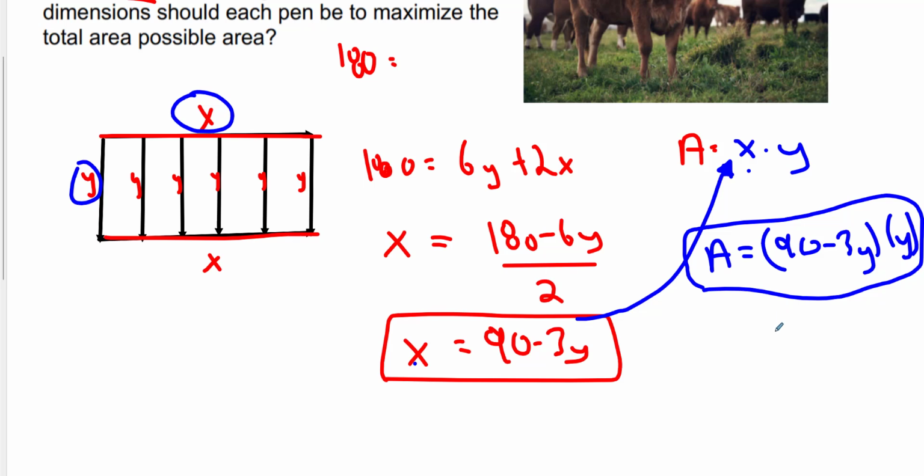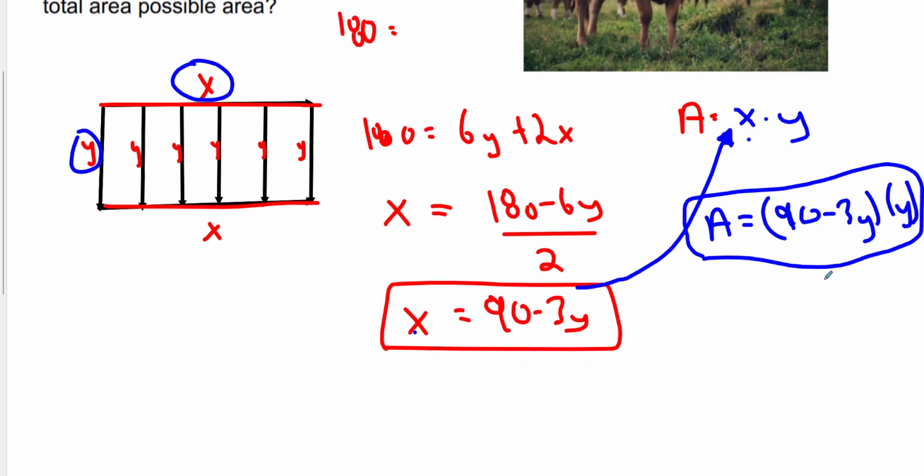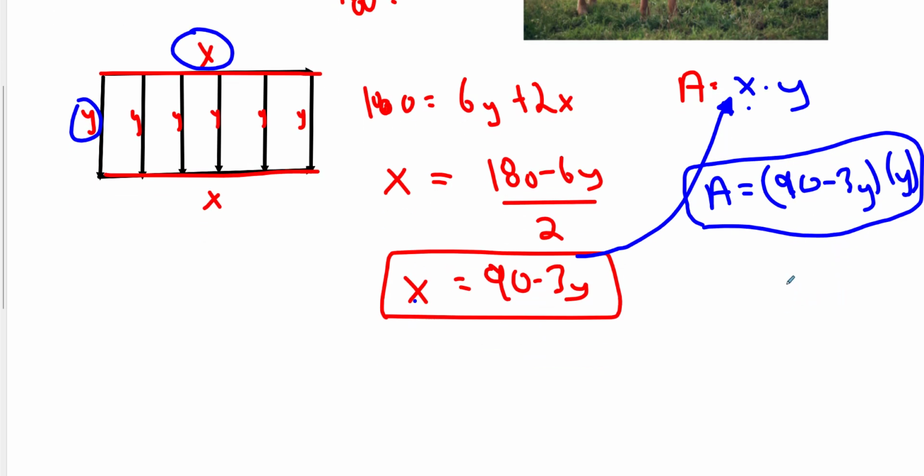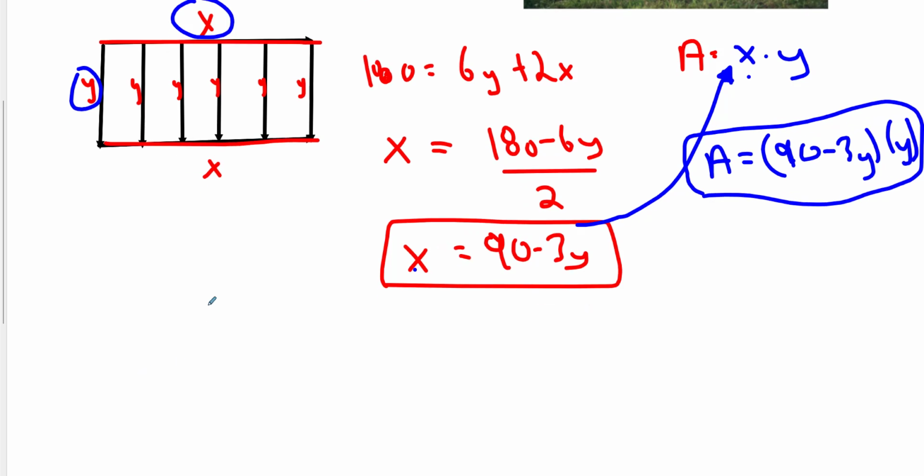Area is equal to 90 minus 3y times y. So now that we have a quadratic equation, we can solve for the maximum point. How do we solve for a maximum point? What form is this quadratic equation written in? Is it vertex form, factor form, or standard form? No, this is not standard form.